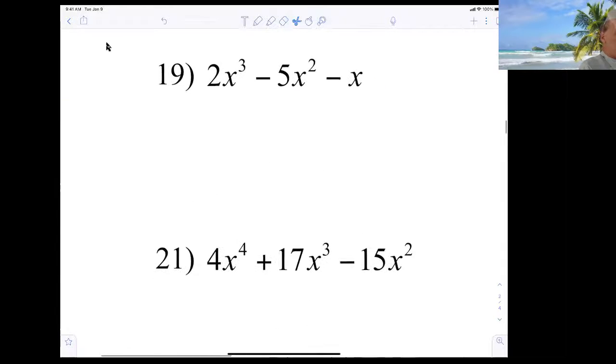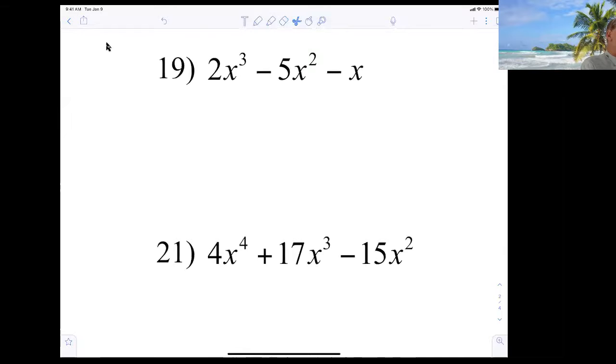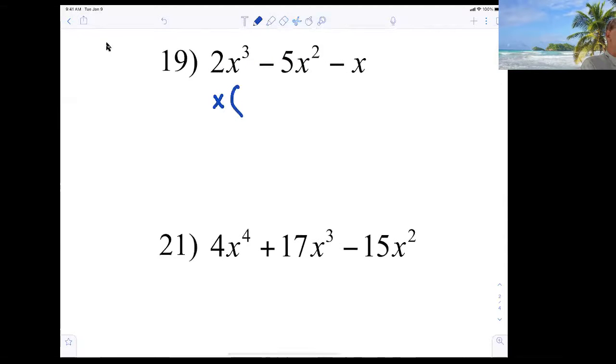All right, here we go. 19, what's common? X. What's left behind? 2x squared minus 1. Thank you very much. It's x by itself. X divided by x is 1. Or if you redistribute, if you don't have a 1 there, you'll only have these 2 terms.